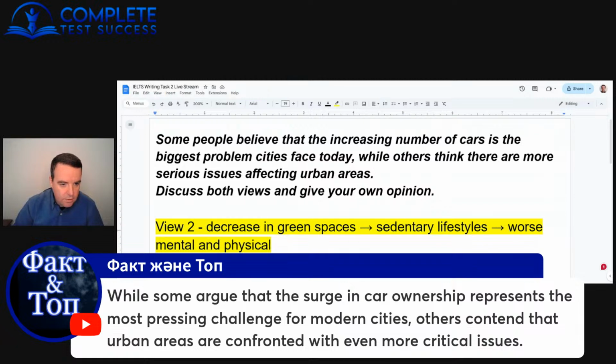And sorry, now I don't know how to say your name, but let's see what you've written. While some argue that the surge in car ownership represents the most pressing challenge for modern cities, others contend that urban areas are confronted with even more critical issues. Now, it is a good transition where you make it clear that we are going to discuss another problem, but that's a lot of writing. Now, the language is good.